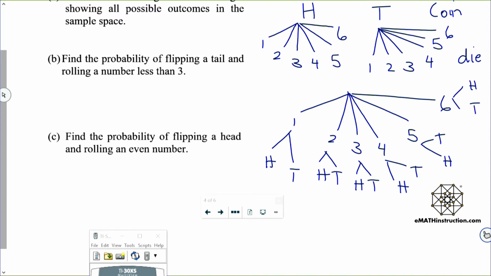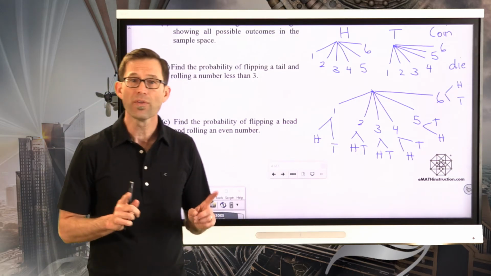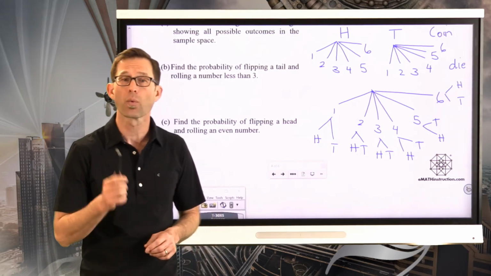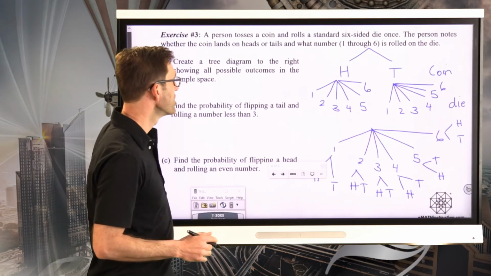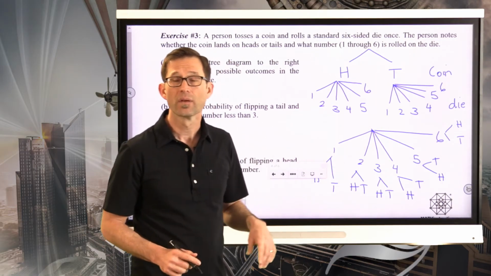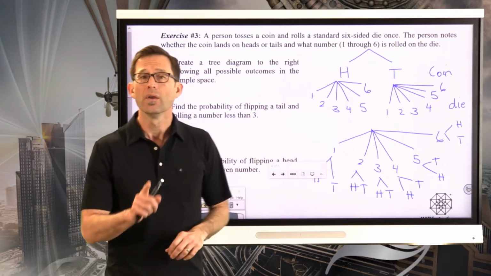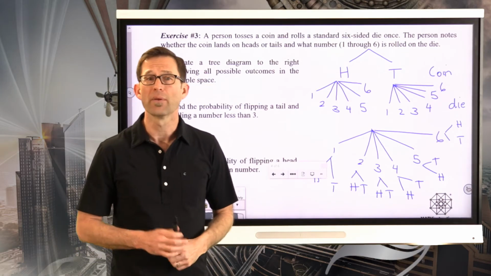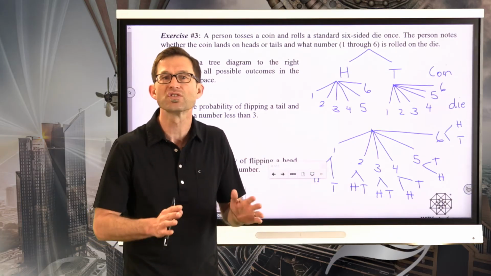Either one of these would be an acceptable tree diagram. Either one of them. And both of them, by the way, would tell you that there were 12 total outcomes, right? In this case, you'd say, well, I've got 2 times 6, 12, or in this case, you'd have 6 times 2, 12. You can always tell in a tree diagram how many total outcomes there are by counting how many terminal branches there are, branches that just end.